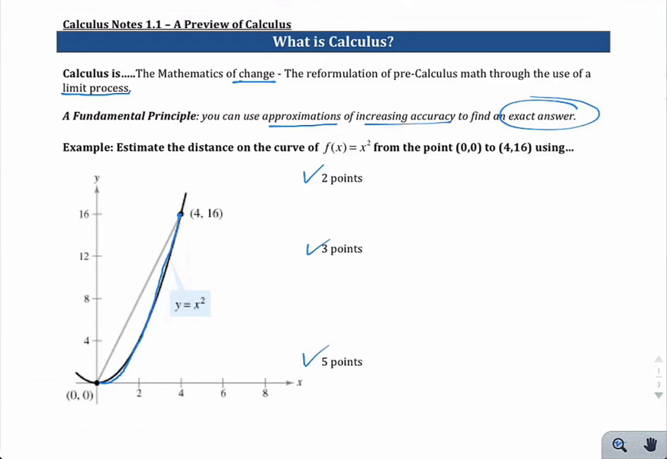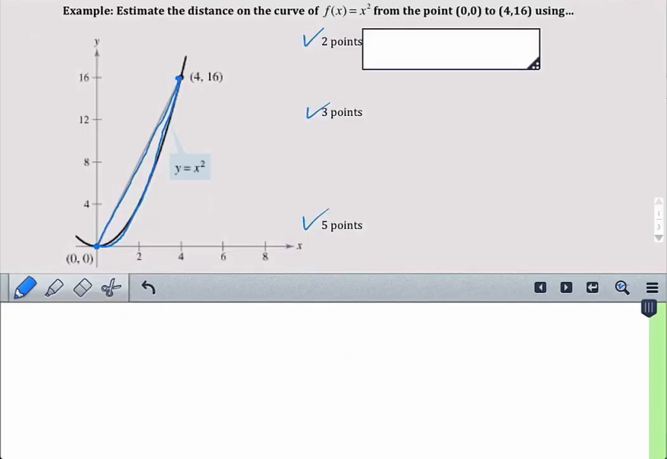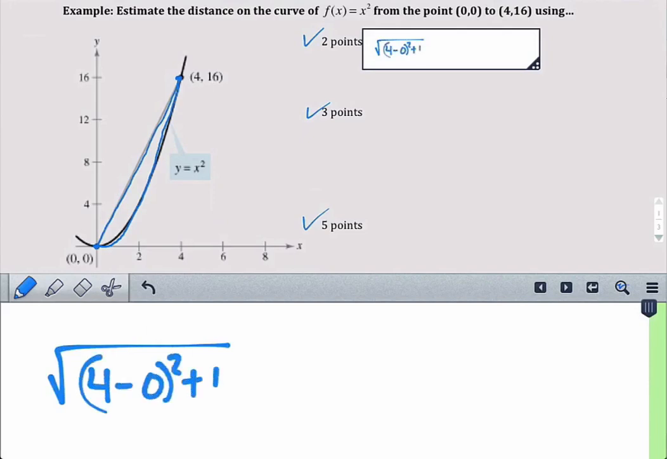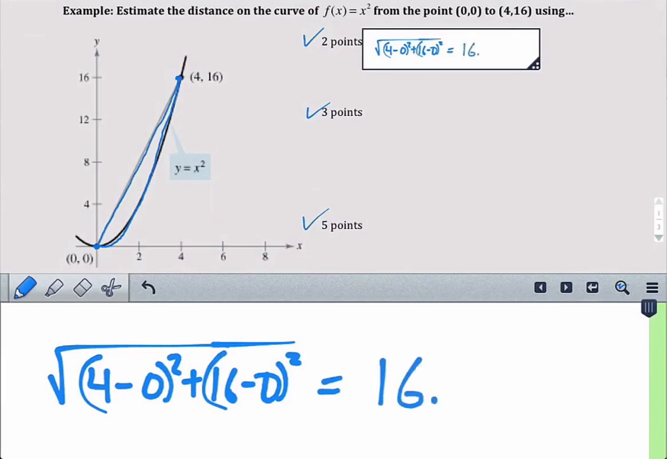Well, we can start off just by looking at 2 points. So going from (0, 0) to (4, 16), and if we look at 2 points, we would have this line right here. And we can find the length of a line, and that's just using our distance formula. So we would get the square root of (4 minus 0) squared plus (16 minus 0) squared. And if we plug this into our calculator, we get about 16.49. So that's a very rough estimate of the length of the curve.